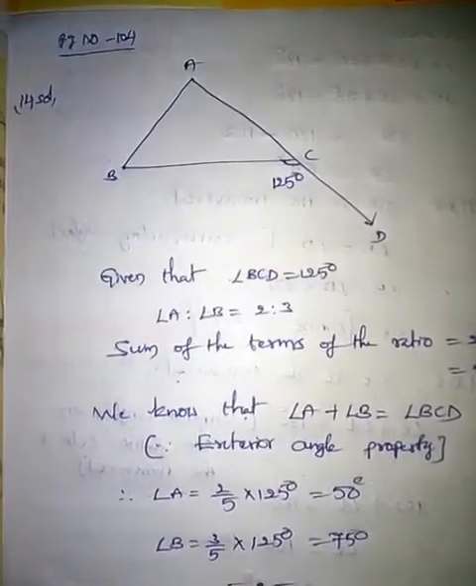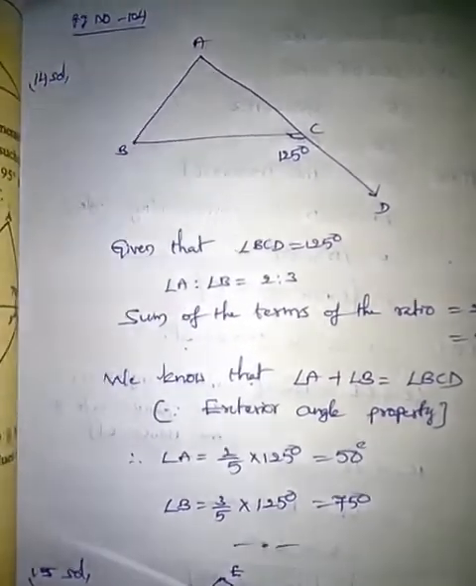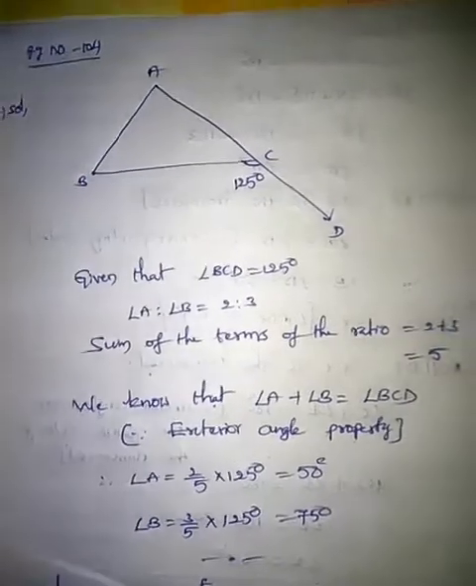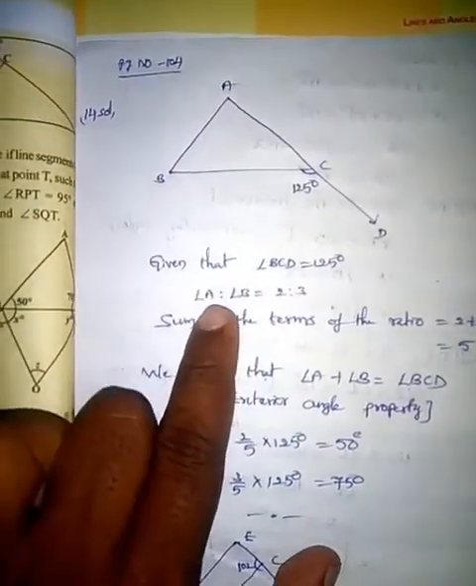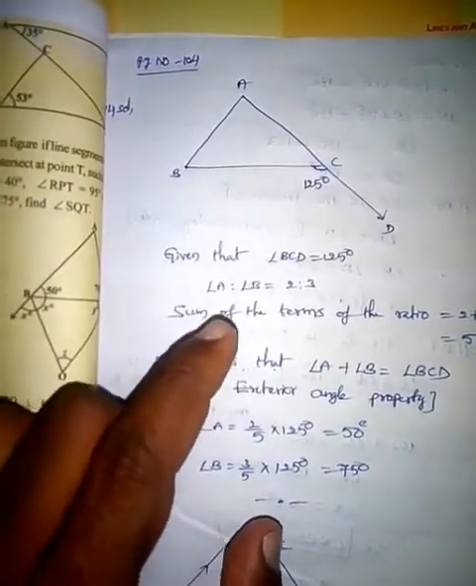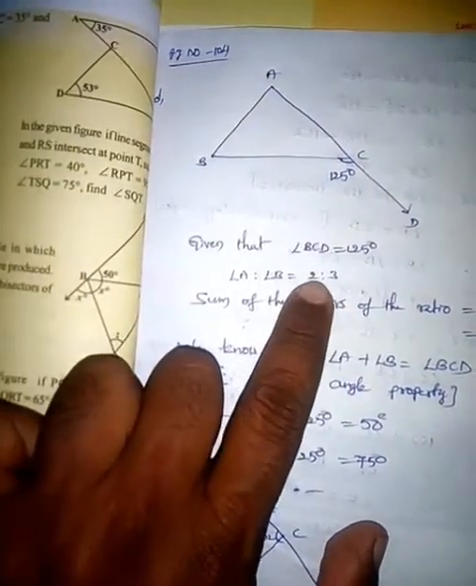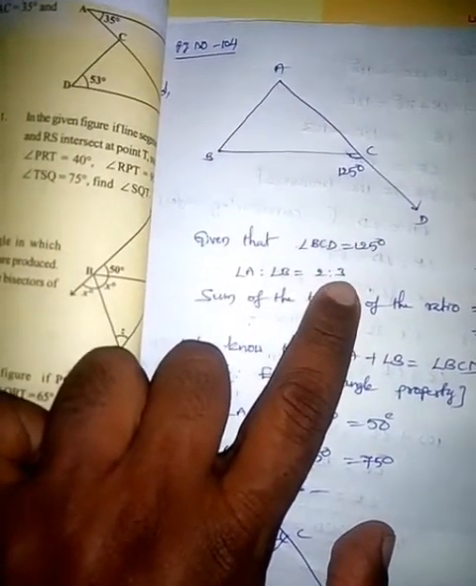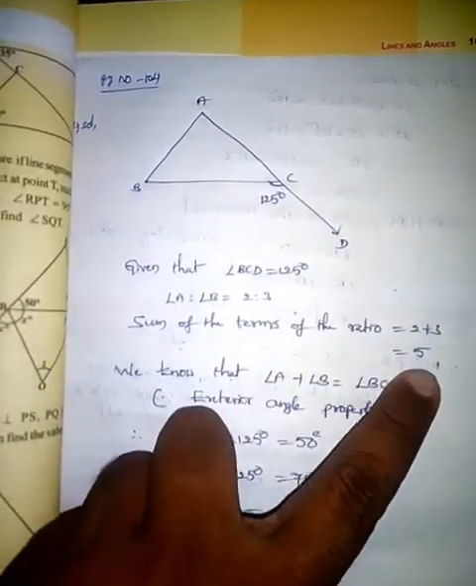So this is the figure given in the textbook. Write the given information first, that is, given that angle BCD equals 125 degrees and the ratio of angle A and angle B is 2 is to 3. Okay children, what is the sum of terms of the given ratio? Here the given ratio is 2 is to 3 and if you add these two terms, the sum of the terms of this ratio is 5.